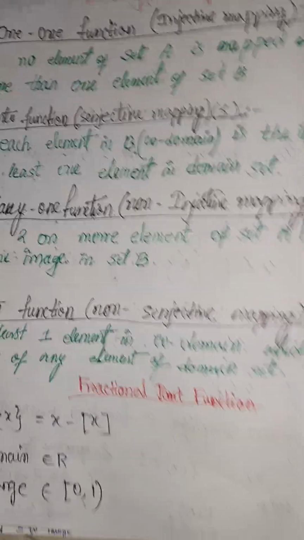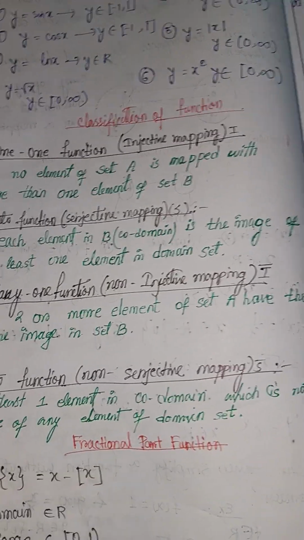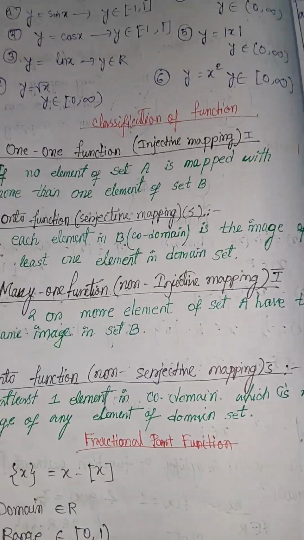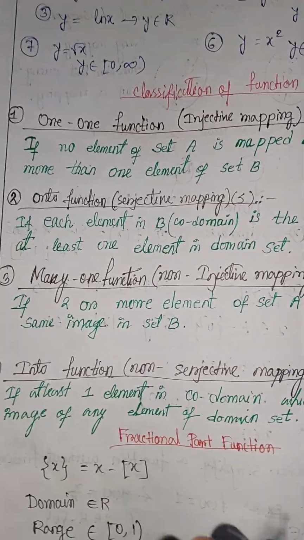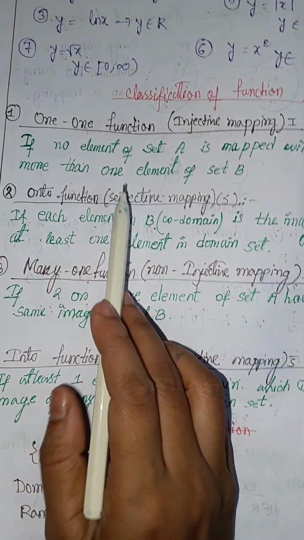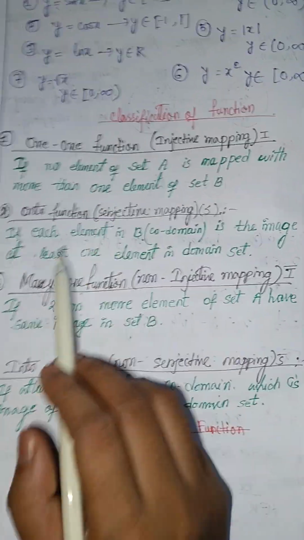If connected, so at least one element. It's not like one element only, at least one element in domain set. It means set A. So that's called onto function, that is surjective mapping. Okay. So injective, surjective हो गया है.